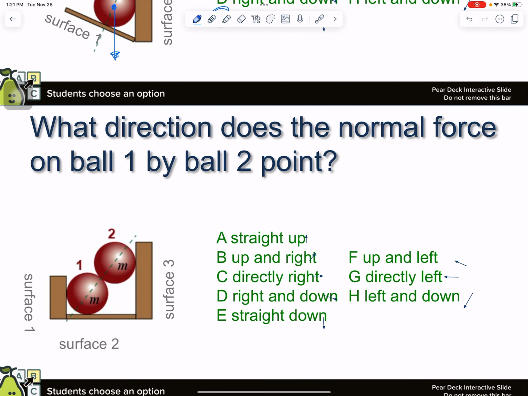What direction does the normal force on ball 1 by ball 2 point? Okay, so we're looking at the force on 1. This is my point of contact, and the force is going to point in that direction, perpendicular to where they contact. And this is actually along the line that connects the centers of mass. So that is going to be left and down.